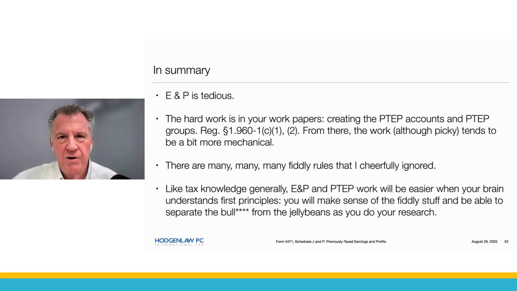The hard work really truly is going to be in your work papers when you're taking raw accounting data and you're breaking it down into income inclusion, 951 and 951A, the different PTEP accounts, and then the PTEP groups. And there are so many fiddly rules that apply. And then once you've got your PTEP and you're starting to step out and apply those PTEP groups to foreign tax credit or to distributions, it becomes even worse.